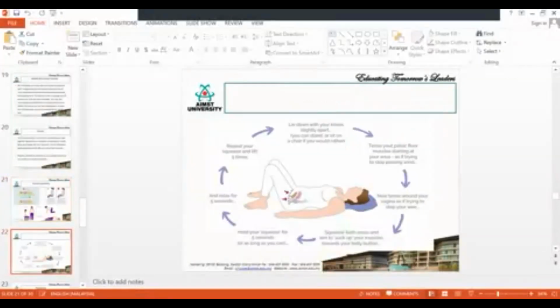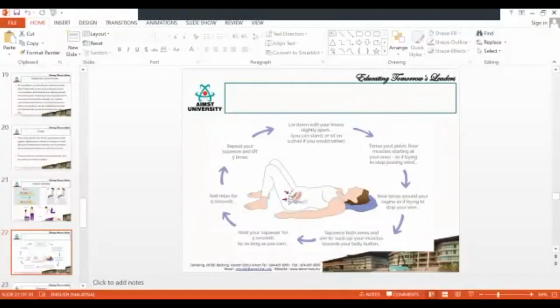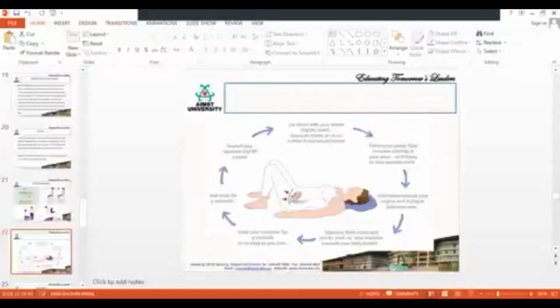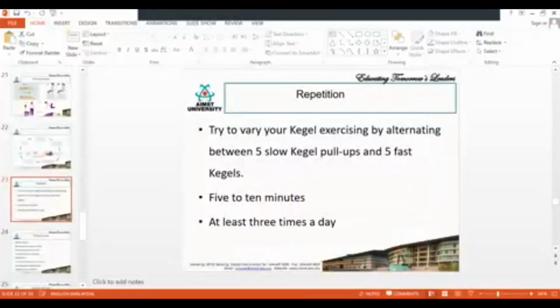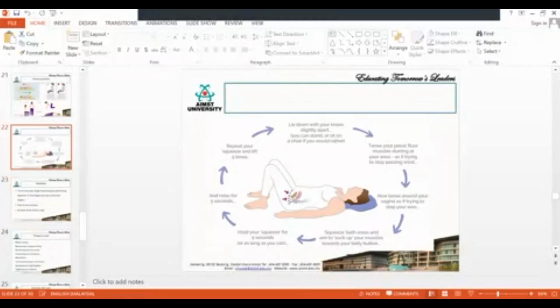If you just lie down, you tighten your pelvic floor muscle starting from the anus, as if stopping the wind. Then tense your vagina as well as your urethra. So close all three openings and hold for 5 to 10 seconds, then relax. So that is your pelvic floor muscle exercise. This has many types; two types of exercises are there.